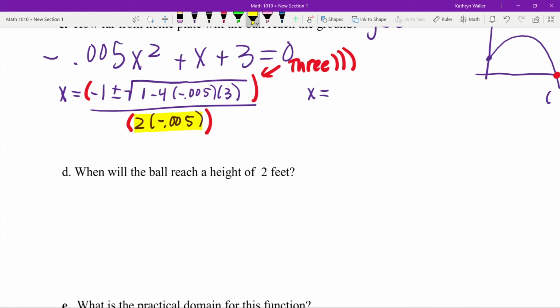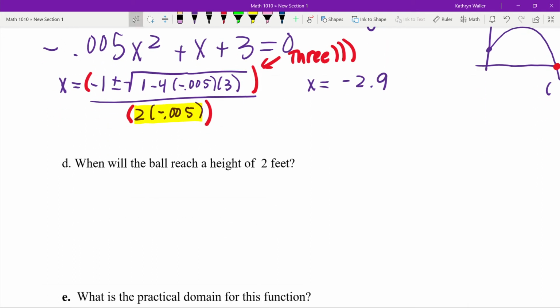I just hit multiply because I know that's what that means and is easier. So I'm going to go 2 times negative 0.005, close it off, hit enter. Freeze. Everybody freeze right there. Don't touch your calculator. Just let that be. So I'm going to go negative 2.9. How many digits did I say? 3. So that would be 56.